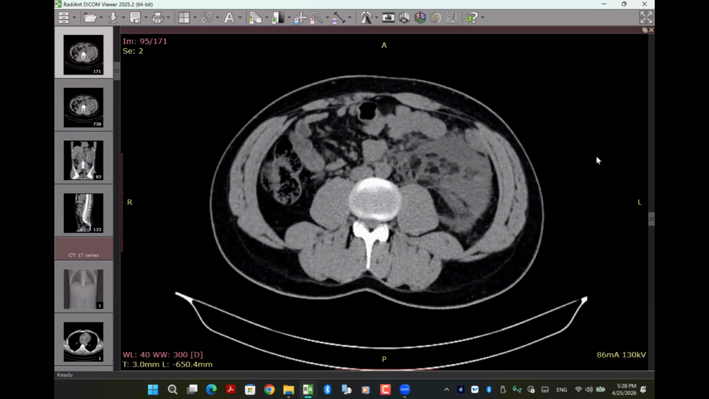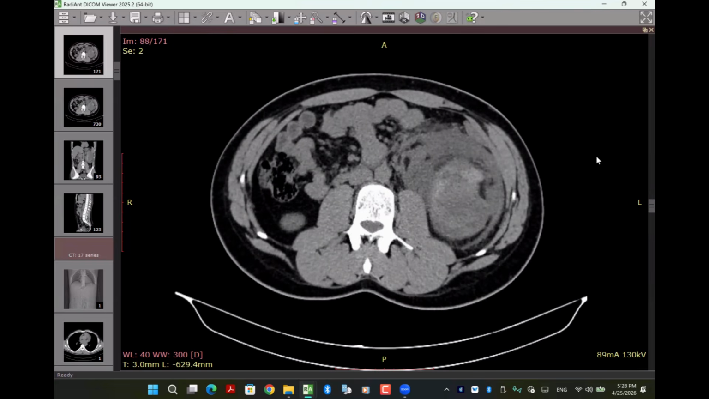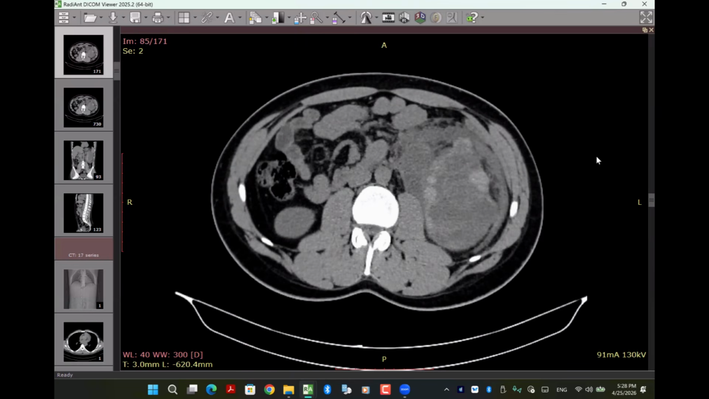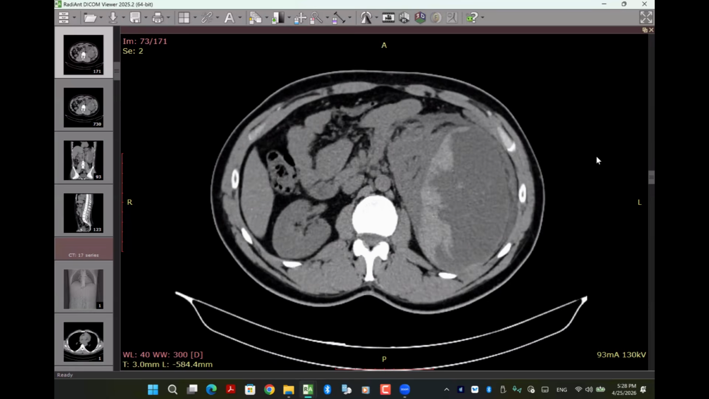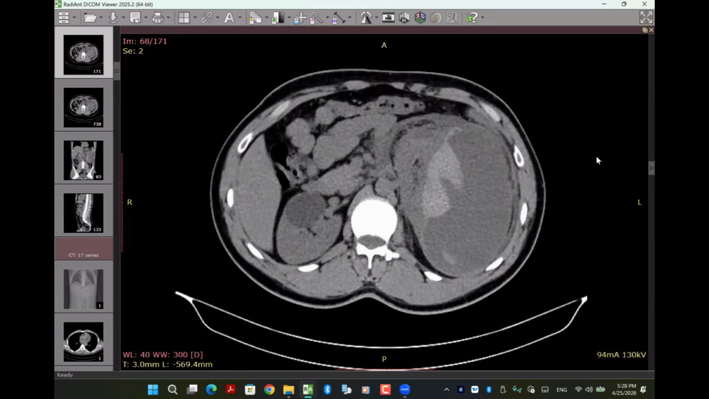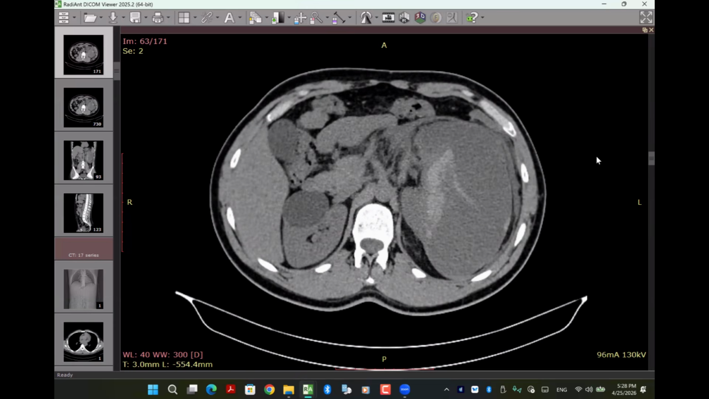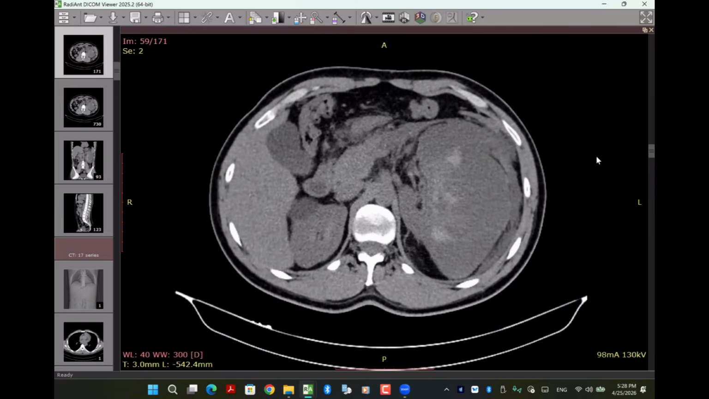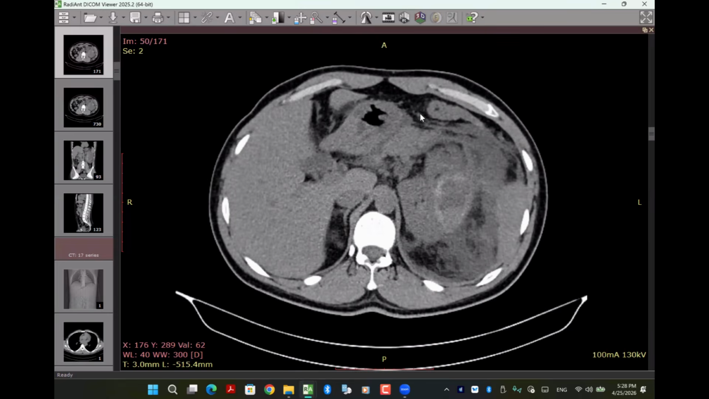What will you recommend? Can we recommend a contrast study for this case? Yes, we can do a contrast study. If the renal function tests are okay, we can do the contrast study. Nice. Actually, you should first state the renal function test for this case, then you will go for post-contrast.